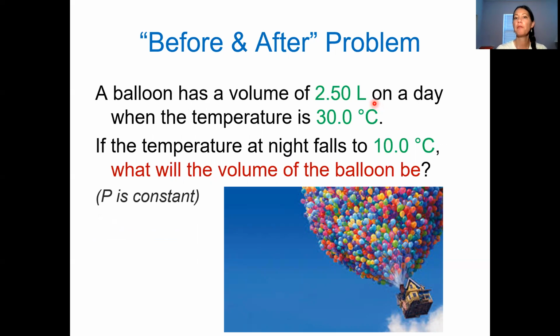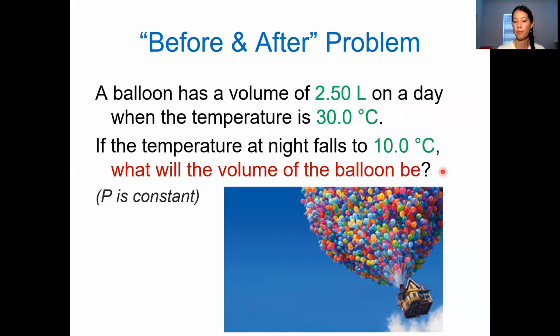Okay, here's our before and after problem. A balloon has a volume of 2.50 liters on a day when the temperature is 30.0 degrees C. Then at night, the temperature falls to 10 degrees C. The question is, what is the volume of the balloon? So just think about it in your head. Logically, is it going to expand or contract? It's going to get cooler. How is that going to affect the kinetic energy of the gas particles in the balloon? If it's colder, it should go lower, and the collisions against the walls of the balloon should be less.